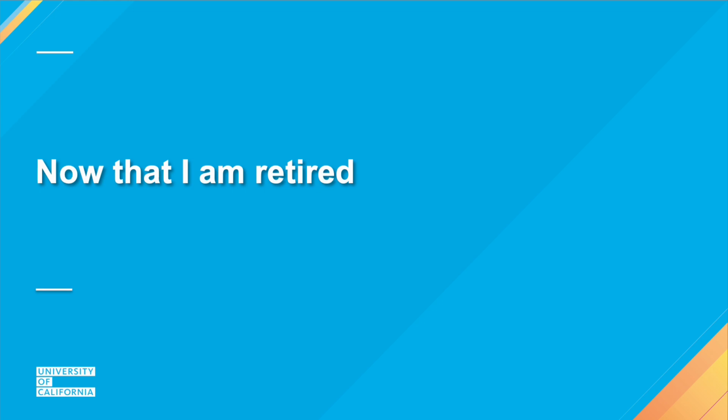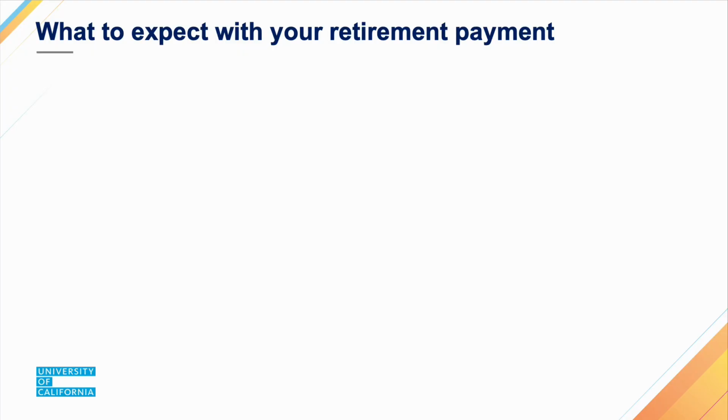So now that you've retired, let's go ahead and look at some of the things that'll happen after your retirement date. Okay, so the first thing is what to expect with the retirement payment. So if you elected a monthly pension, then your first retirement benefit payment will usually come around the first of the month following the retirement date. So, just as a quick example, if you retired May 1, for example, the first retirement check would come around June 1st.